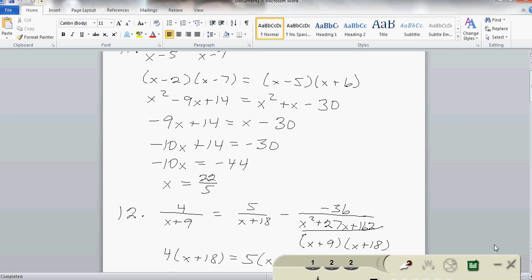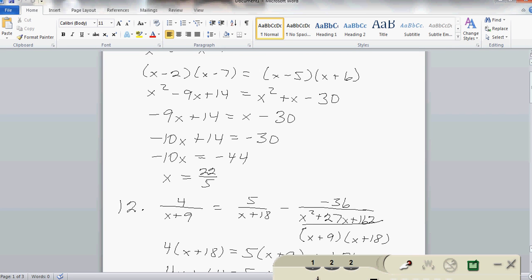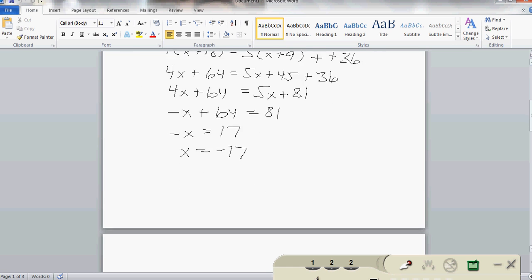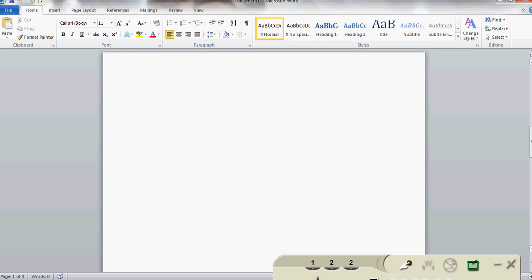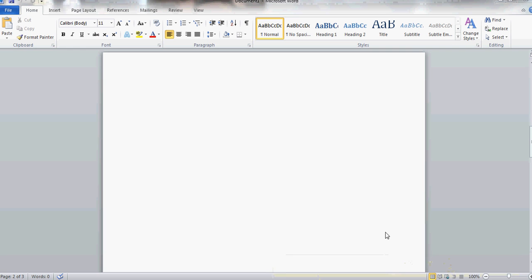The next group of problems asks us to take formulas and solve for particular variables, which simply means get that variable all by itself and everything else on the other side. So we begin with example number 13. 13 is s equals 2 pi r h plus 2 pi r squared, and we are asked to solve for h. So in other words, get h all by itself.